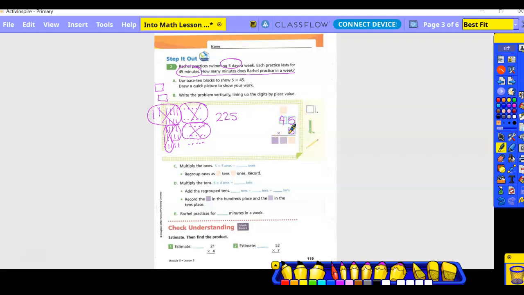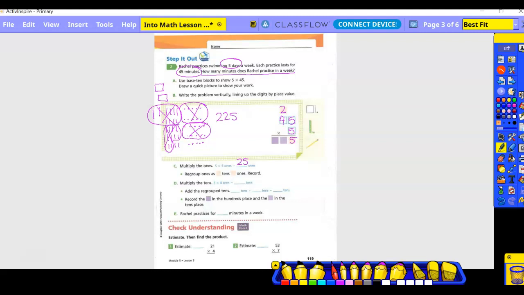Okay, so I'm going to do my ones first because I'm going to work right to left. 5 times 5 is... We are not adding, we are multiplying. So 5 times 5 is 25, and then I carry my 2. So I got 25 ones.